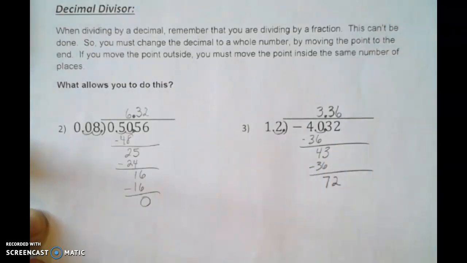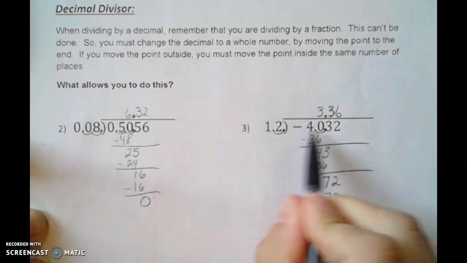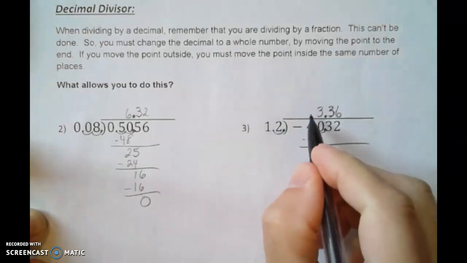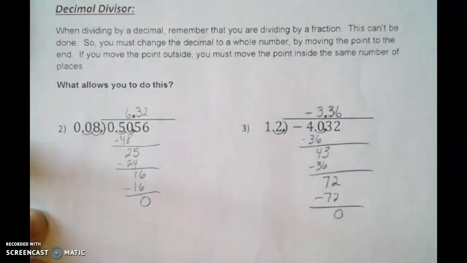Again, line everything up nicely. 12 times 6 is 72. I subtract, there's my 0 remainder. And now I just have to remember that a negative divided by a positive number is going to be a negative number. So we have negative 3 and 36 hundredths.